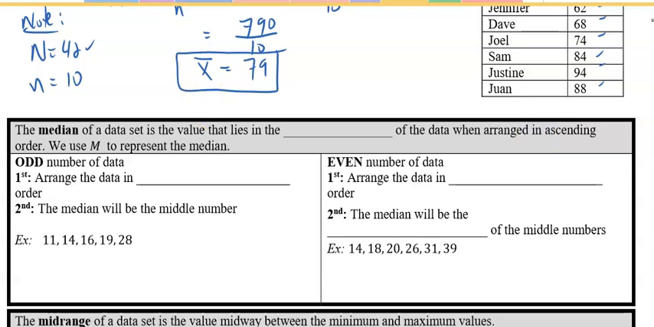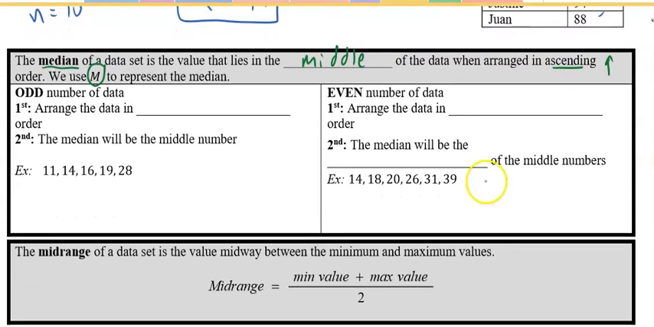Now, when we talk about the median of the data set, it is the value that lies exactly in the middle of the data when arranged in ascending order. Ascending means from lowest to highest. We use M to represent the median. Different books use different notations. So there are 2 options: either we have an odd number of data values, or even. In the previous problem, we had 10 students. That's even. So arrange the data in ascending order, that means from lowest to highest.